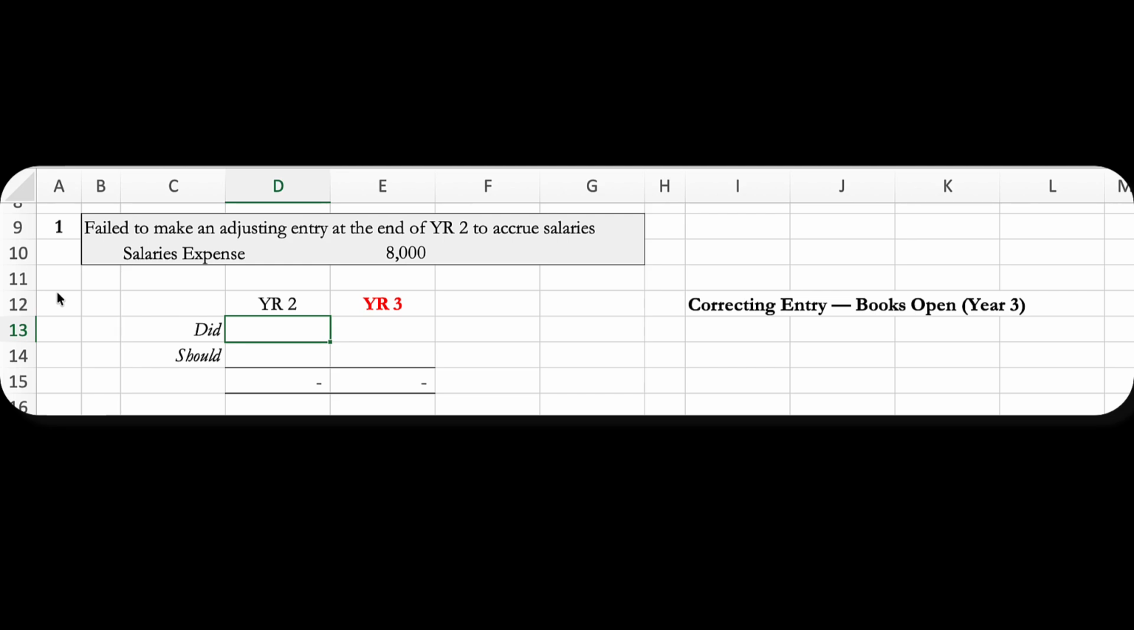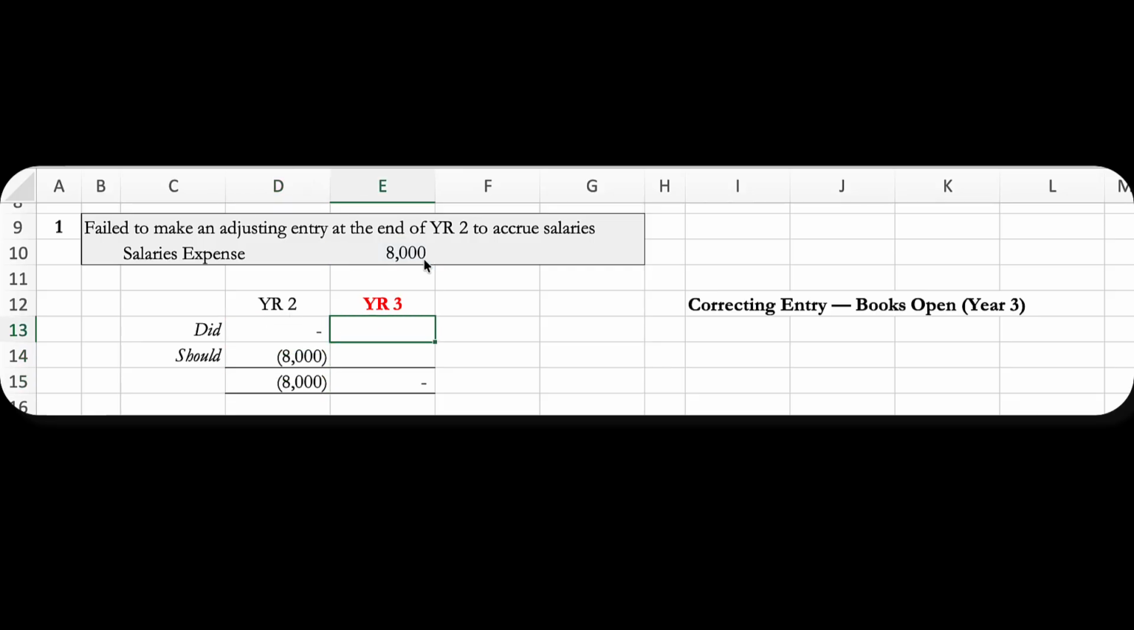Error number 1 says that the company failed to make an adjusting entry at the end of year 2 to accrue salaries expense of $8,000. So in our did-should chart, we're going to say, what did they do in year 2? They did nothing. I'm going to put a 0 here. What should they have done? I'm going to put a negative 8,000. They should have recognized a negative 8,000 expense. So the negative identifies it as an expense.